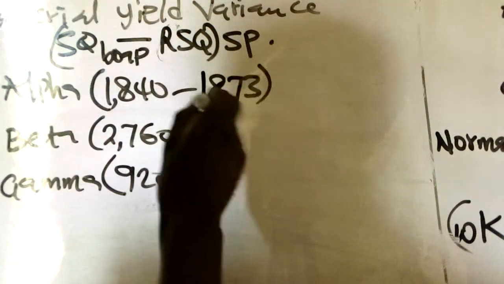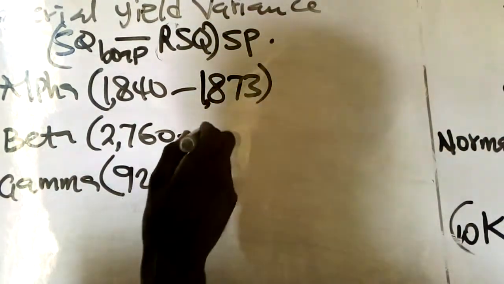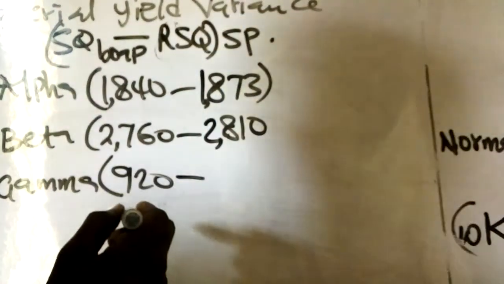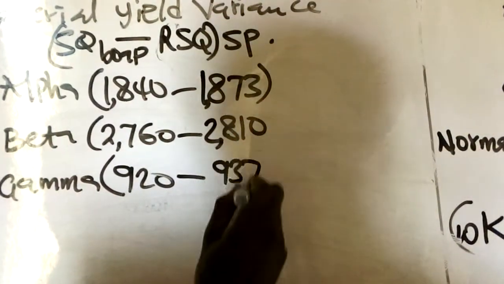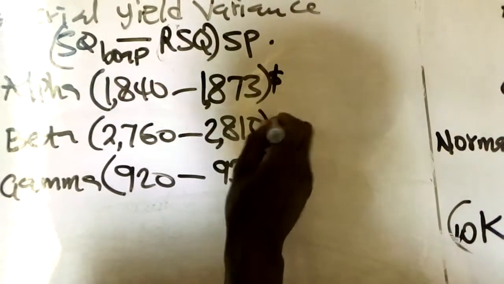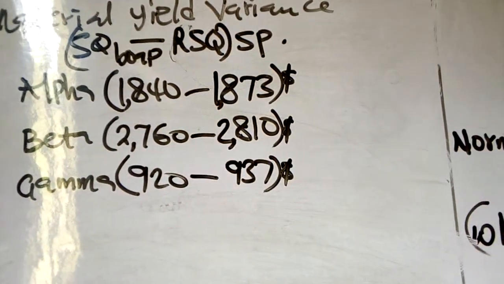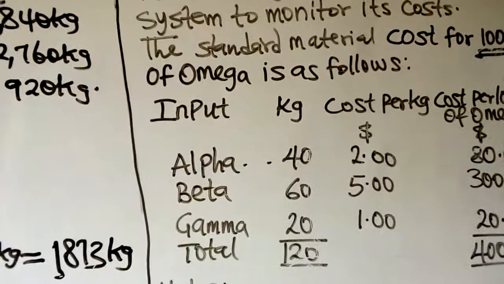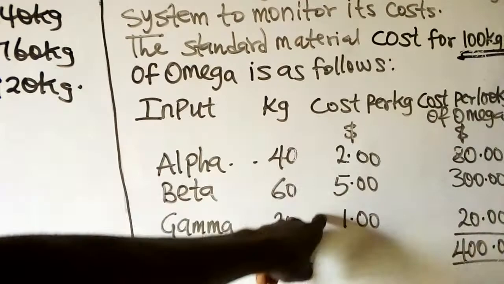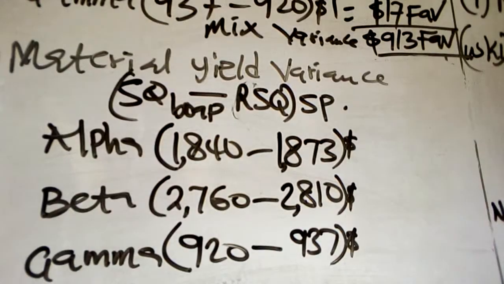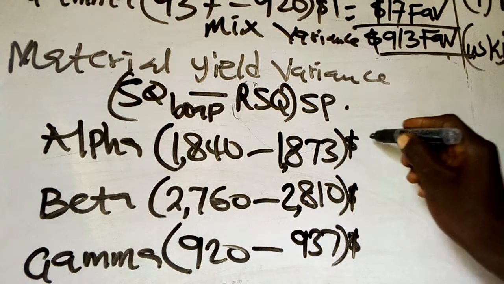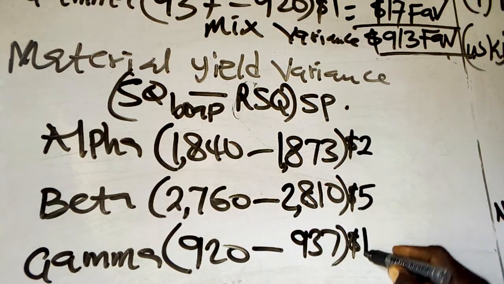Then you multiply it by the standard price. Multiplied by the standard price, and our standard price still remains unchanged: 2, 5, and 1.